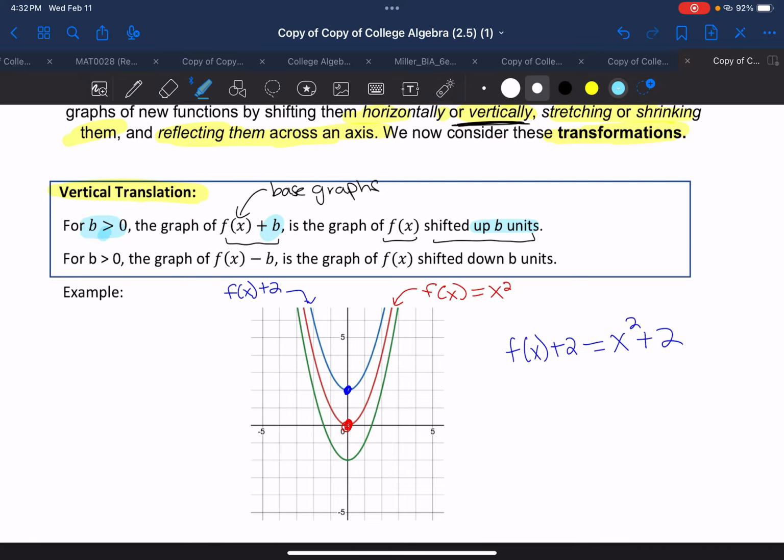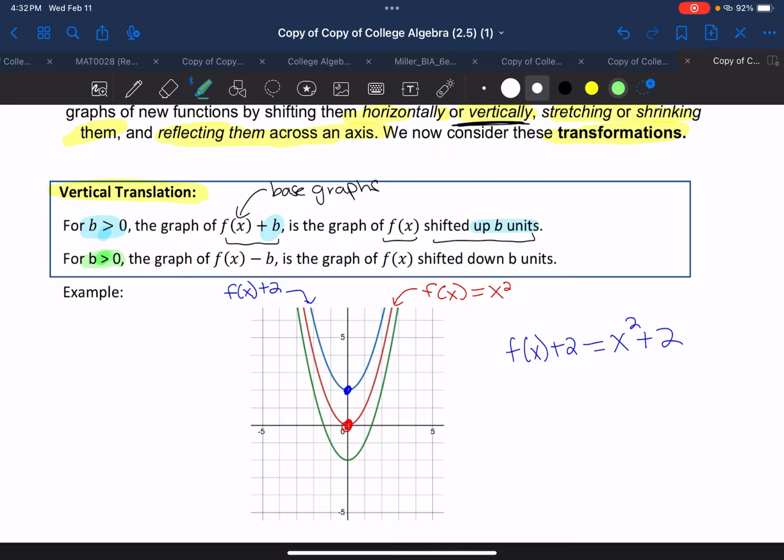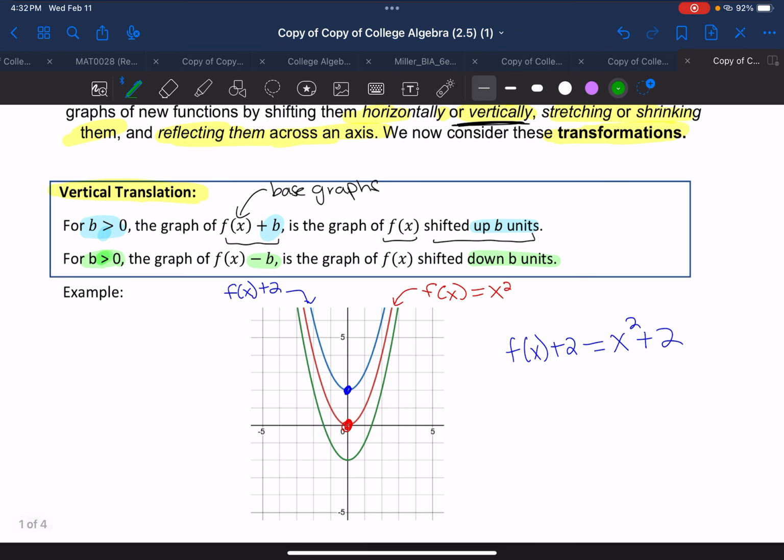And then the next definition is for b greater than 0, the graph of f of x minus b is the graph of f of x shifted down b units. So now that is the picture of the green graph, which is f of x minus 2. And f of x minus 2 is x squared minus 2. So that took our parabola x squared and shifted it down 2 units, every single point. So now everything's shifted down 2 units.